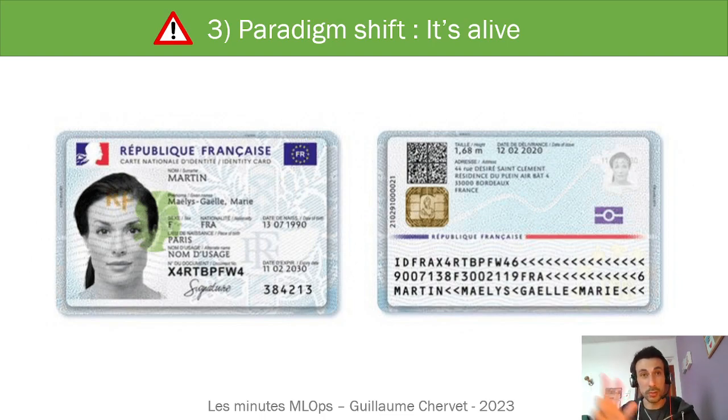Third very important paradigm shift is that it's alive. It's not alive in the sense that an AI is alive like us. It's alive in the sense that data evolves. See this identity card? If an AI has been trained on the old ID card, it won't be able to read the new identity card. This means that businesses are going to change, and we need IT projects that are capable of retraining and learning new data updates so that projects can continue to function.